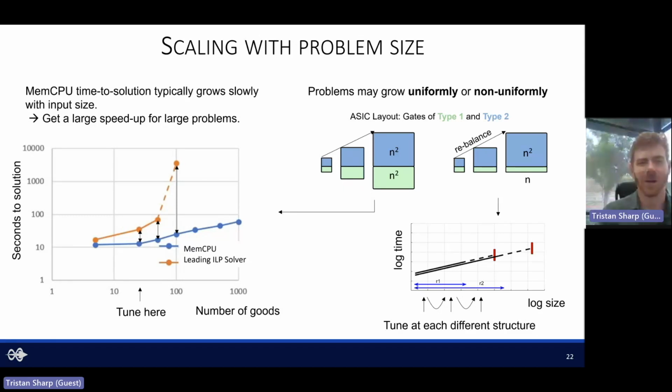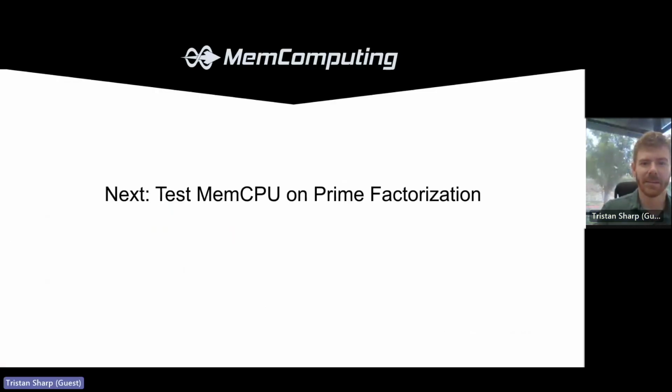So problems that grow non-uniformly, for example, the number of gates doesn't scale the same way for different parts of the circuit. What we're seeing, and it makes sense, is that you have to rebalance your parameters and tune it for each different size because they have different structures. And what we typically see is then you can continue pushing out that scaling to the new sizes. Okay, great. So those were kind of the preliminaries.